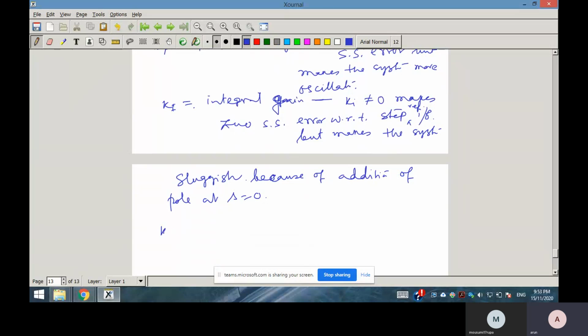So now what is Kd? Kd is the derivative gain. What will it do? It increases the speed of the response, that means rise time reduces. But if you increase Kd to a much higher value to get a very fast response, then what will happen? Your system will be noise prone, and the system response will be noisy.